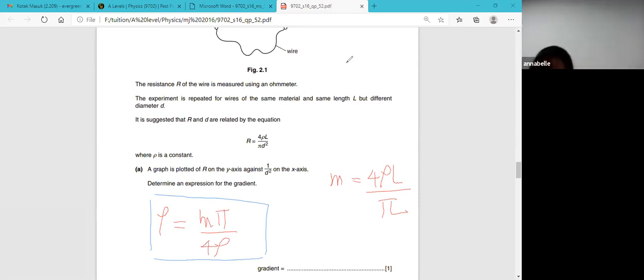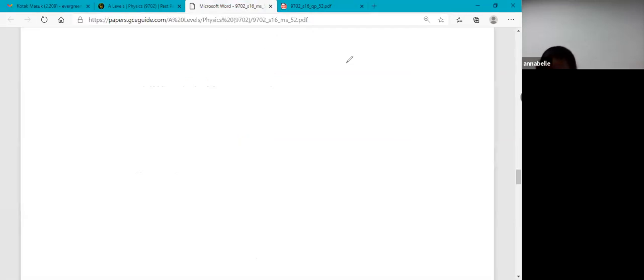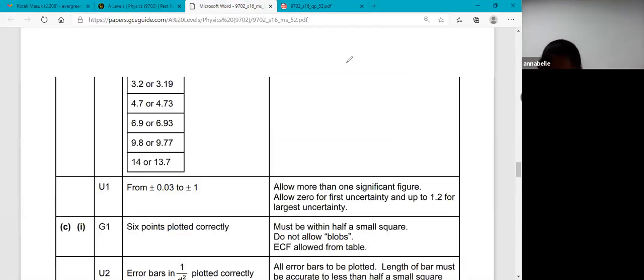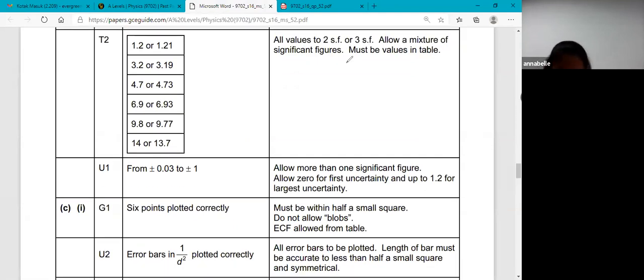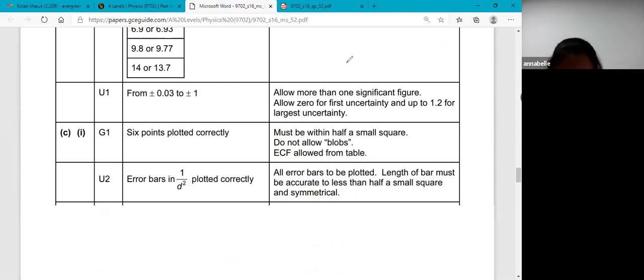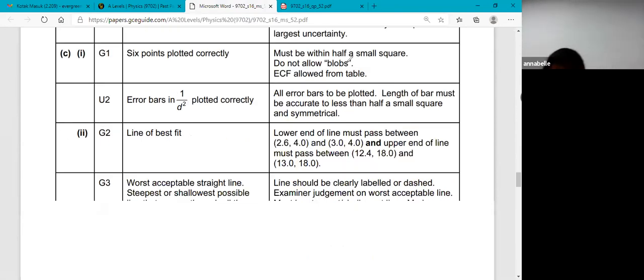Can you show the mark scheme for the best fit line again? Okay, thanks. Can scroll down a bit. Yeah, thanks.